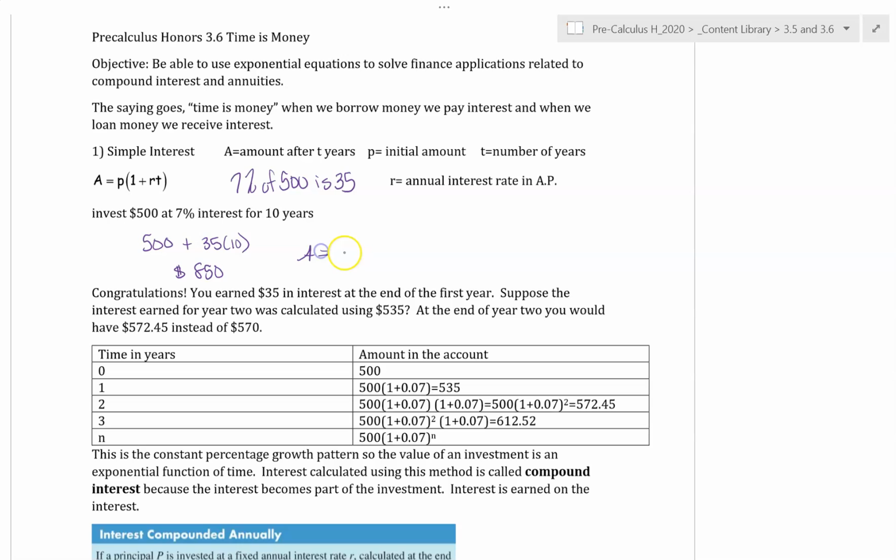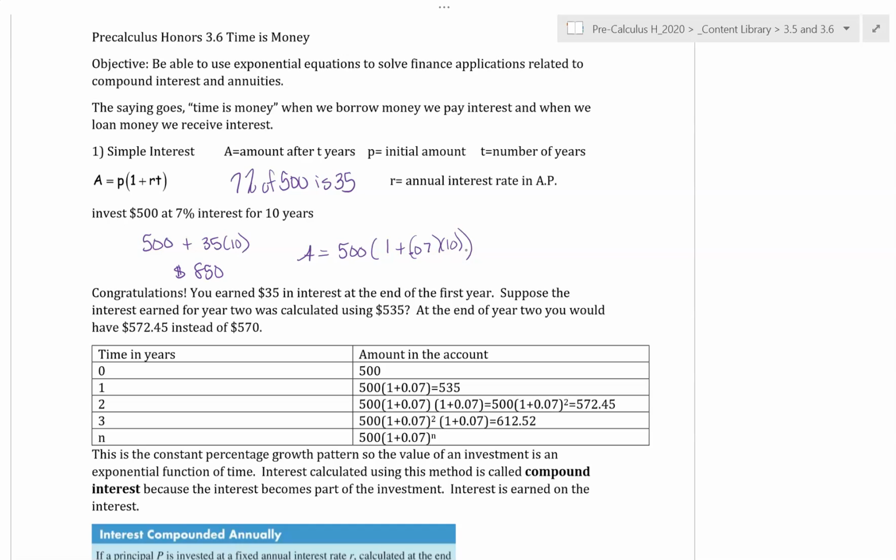So here's the formula for simple interest. A $500 initial investment. Our interest rate is 7% for 10 years. So congratulations. You earned $35 in interest at the end of the first year. Suppose the interest earned for year 2 was calculated using 535. So notice with simple interest, they used $500, your initial investment, every year to calculate your interest.